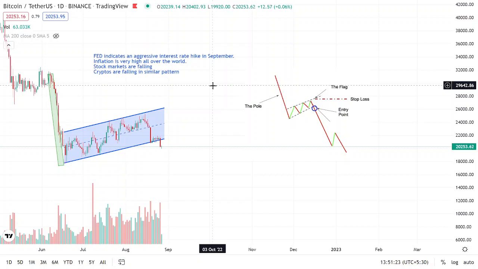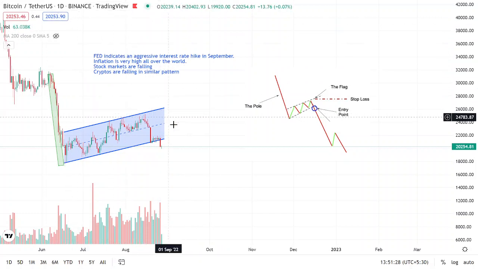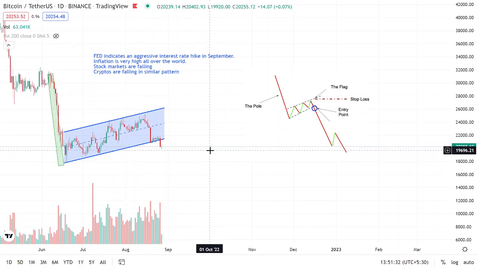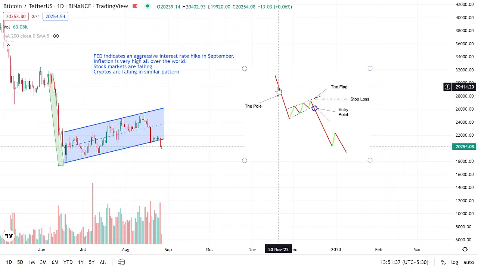So today we are going to do a technical analysis of Bitcoin on the 1 day chart pattern. As you can see, I have drawn a diagram which shows that Bitcoin has formed a bearish flag pattern. So what happens in bearish flags?